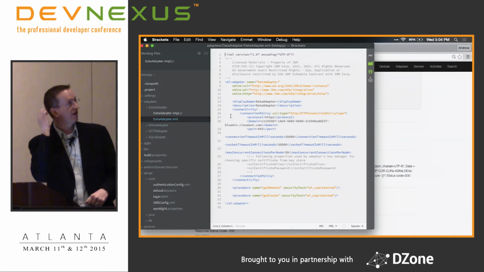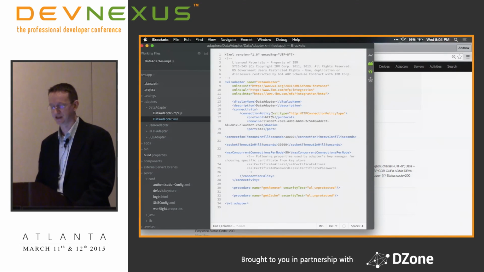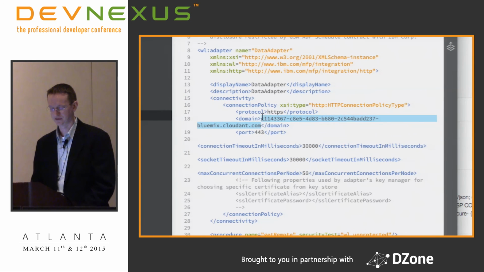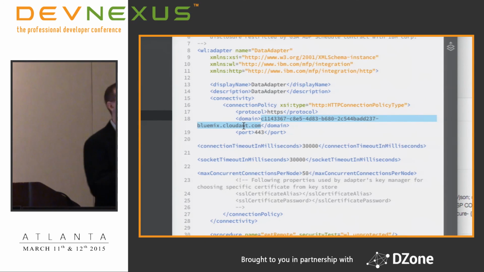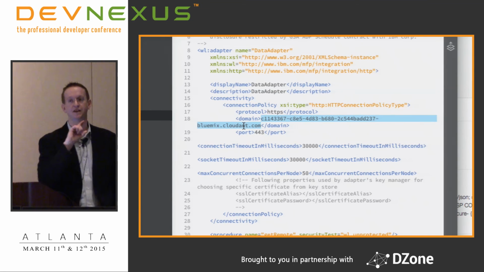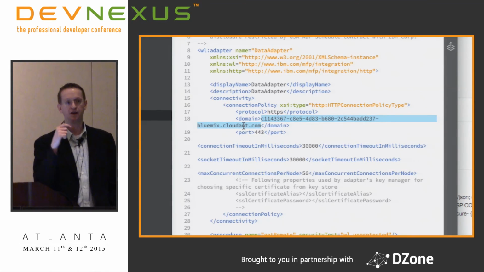So in here, I've created an HTTP adapter, and you can see that I'm going to hit this domain, which is basically my Cloudant database. I'm exposing it through here so that I have that operational analytics, but I could call it directly if I wanted to.